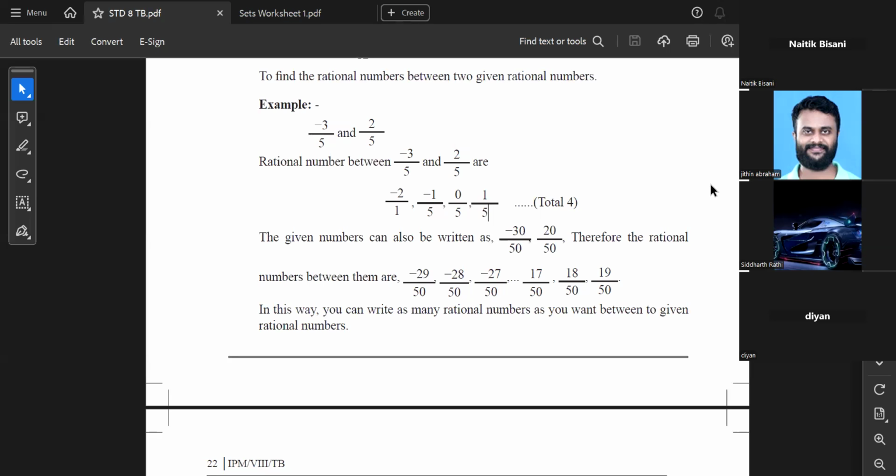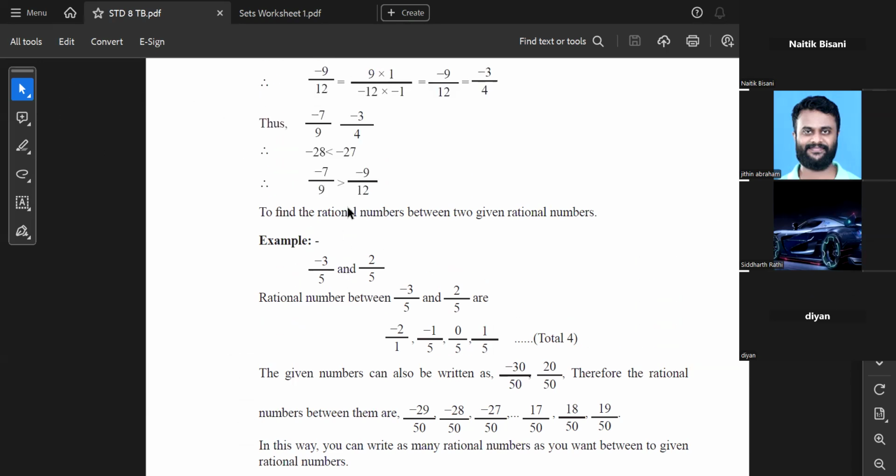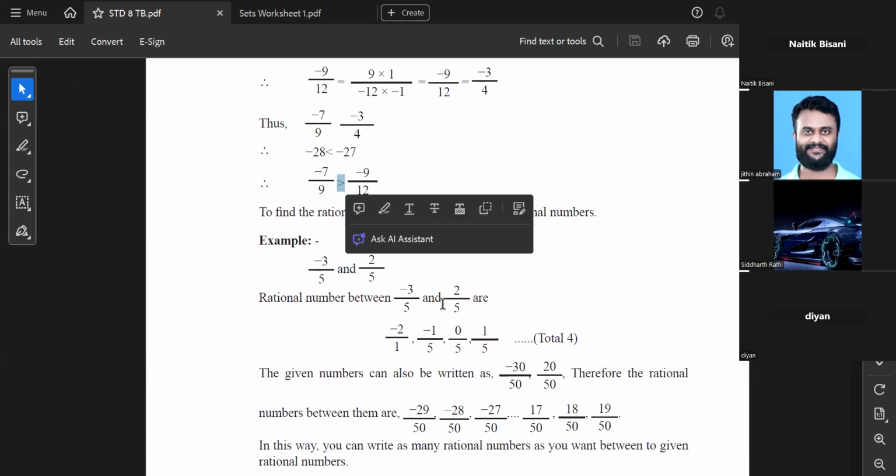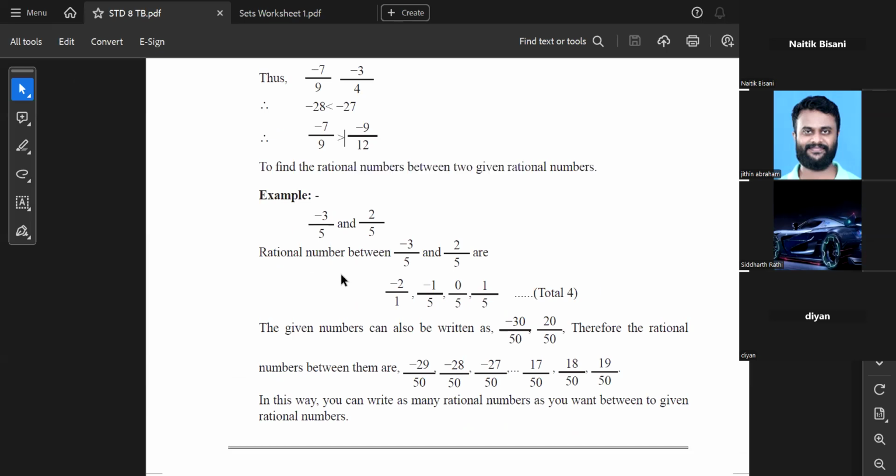Yes, Naitik, tell me. Sir, in the previous example in the textbook that you are showing, minus 28 is smaller than minus 27. But in the last, the sign is wrong, I think, because it should be minus 9 by 12 is greater. Yeah, minus 9 by 12 is greater. This is incorrect, it's a typing error.